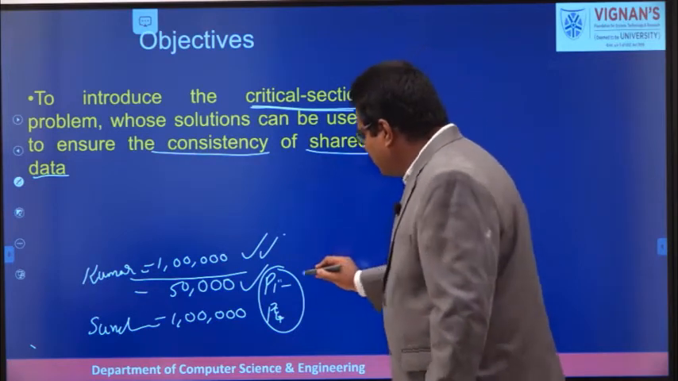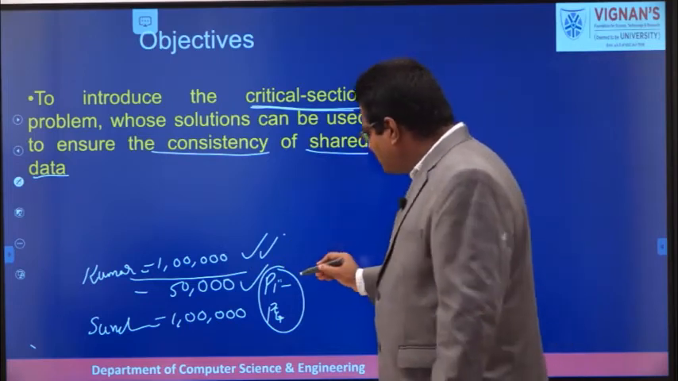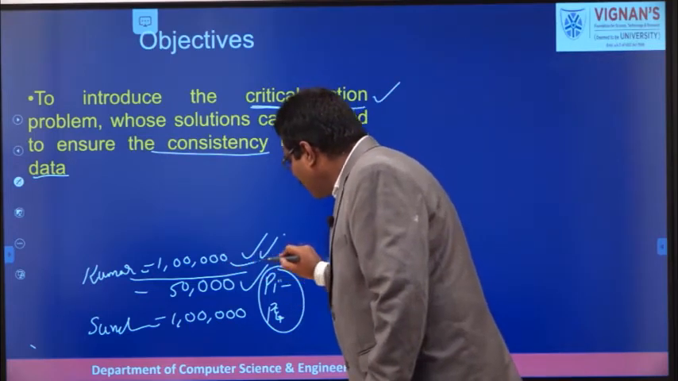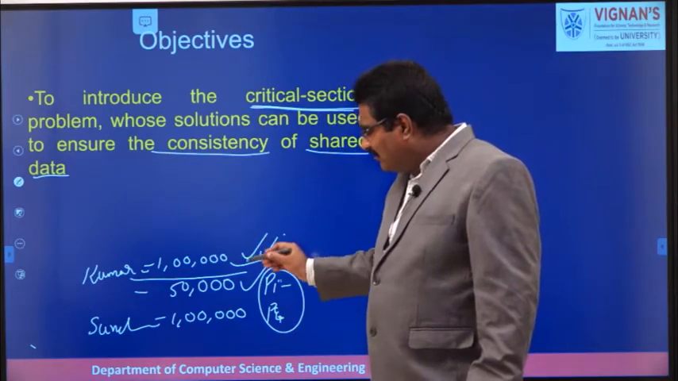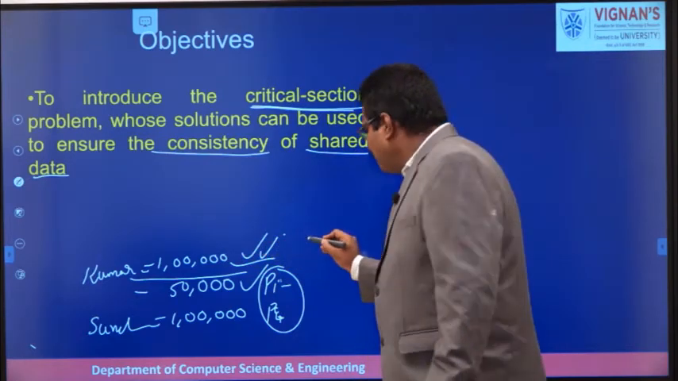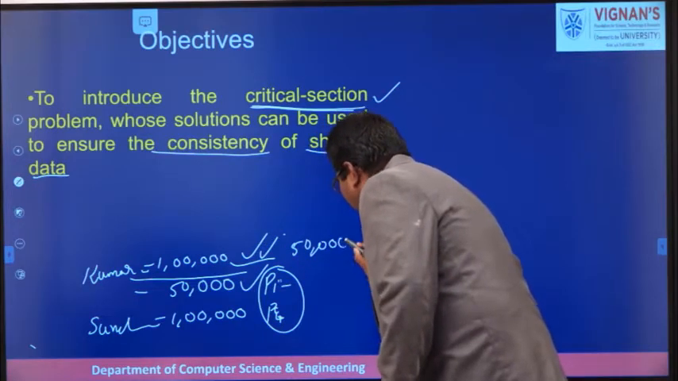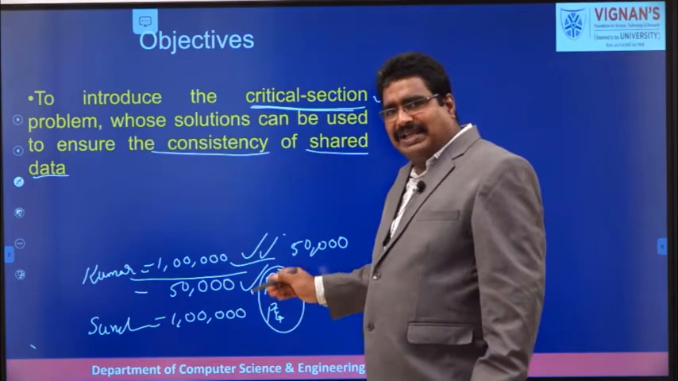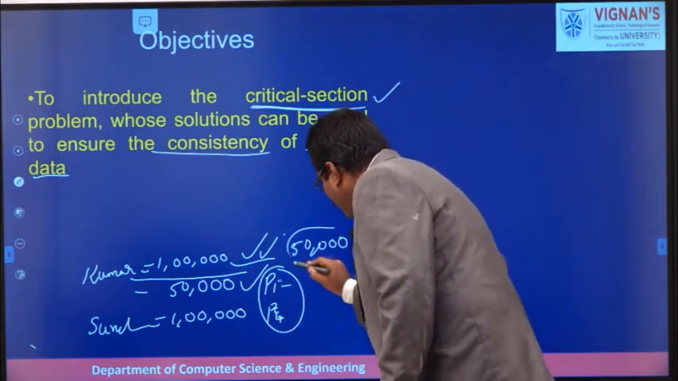So we are assuming that these two processes are started at the same time and they take the Kumar balance, which is 1 lakh rupees. If P1 is completed first, 50,000 is deducted from 1 lakh and the result, 50,000, is placed into the Kumar balance. P2 has already taken the Kumar balance as 1 lakh, and 1 lakh is added and the 2 lakhs is replaced.